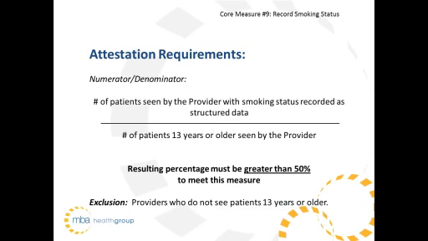The attestation requirements of this measure include a numerator and a denominator. The numerator of this measure is the number of unique patients 13 years old or older seen by the provider with smoking status recorded as structured data. The denominator is the total number of unique patients 13 years old or older seen by the provider during the reporting period. The resulting percentage must be greater than 50% to meet this measure, and a provider may be excluded from this measure if no patients 13 years old or older are seen during the reporting period.